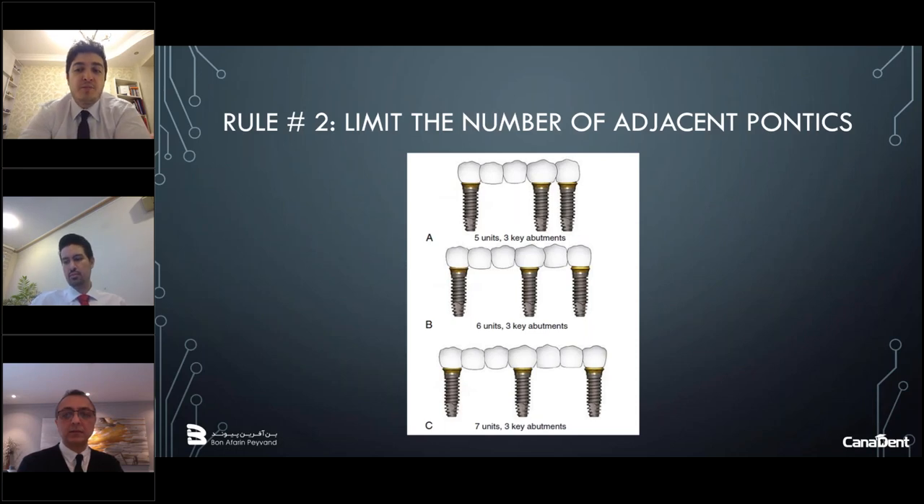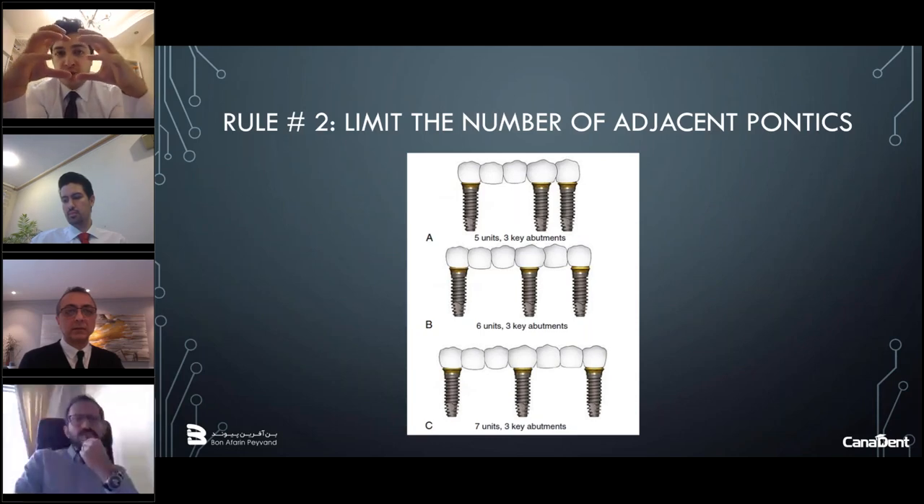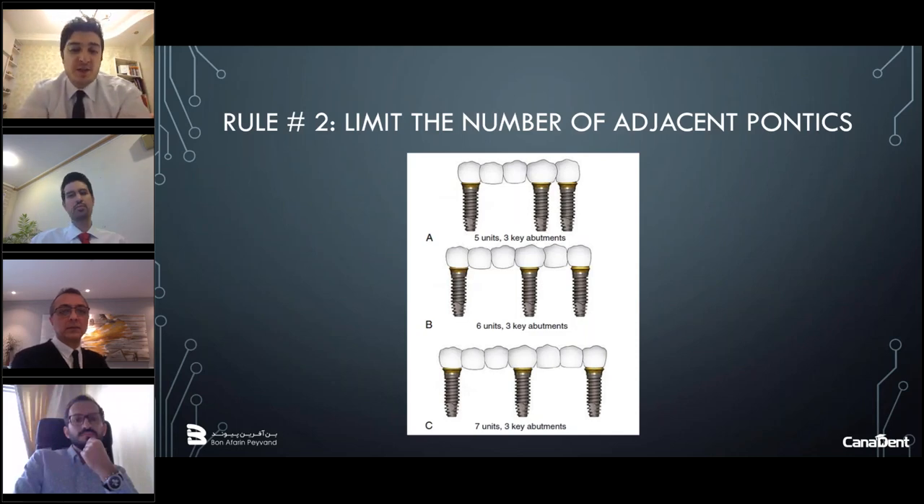If replacing a molar size implant, the size of two premolar size teeth may be used, and we will prefer to put it on two premolar pontics. As you can see in this picture, all of them are based on three fixtures, but the number of pontics are limited to two in each segment.